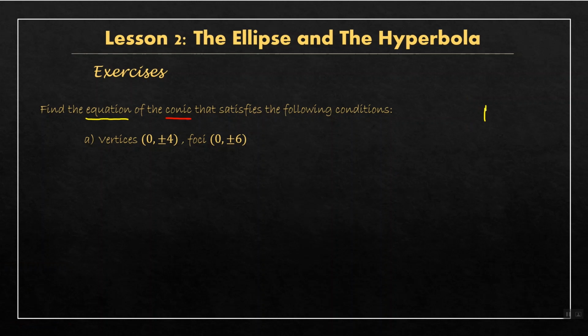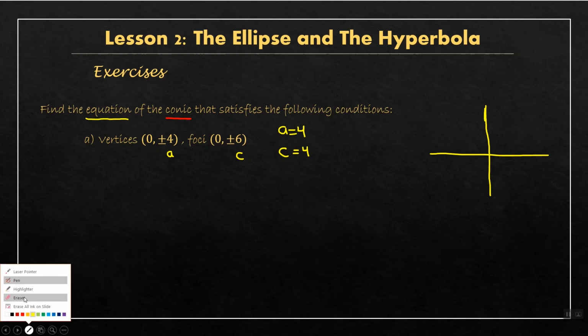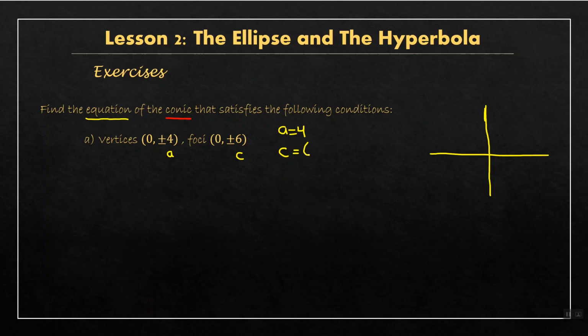I can draw the y-axis here and the x-axis. Okay, so the vertices are (0, ±4). Remember that this number now is a. The foci are (0, ±6). Remember that this number now is c. So a is equal to 4 and c is equal to 6. Maybe now you can figure out that we are dealing with a hyperbola. We're not dealing with an ellipse. Why? Because the focus is bigger than a. c is the biggest number.